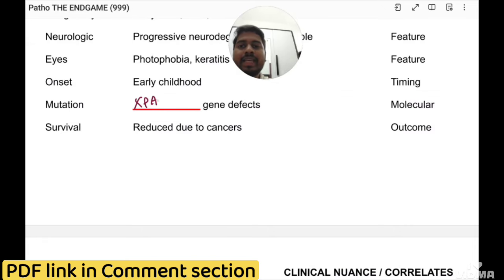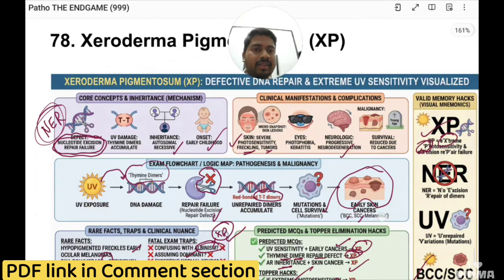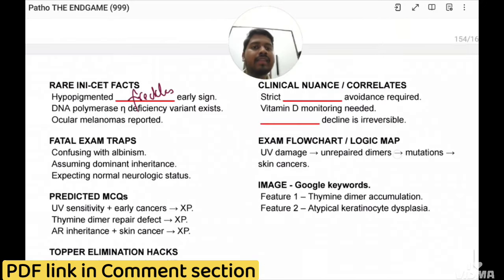Remember, it is XPA, XPG. Remember like this: XPA, XPG gene defects are seen. I think it is not included here. Hypopigmented freckles are an early sign. So you should do strict UV light avoidance, and vitamin D monitoring is required. Neurological decline is irreversible.